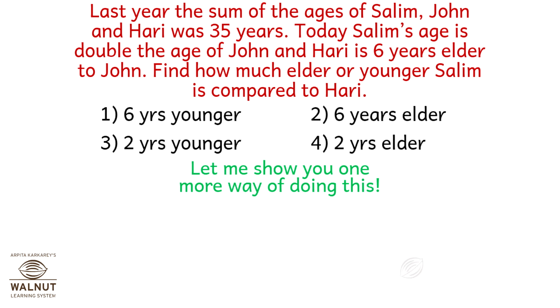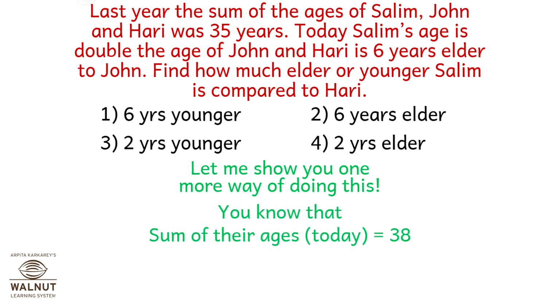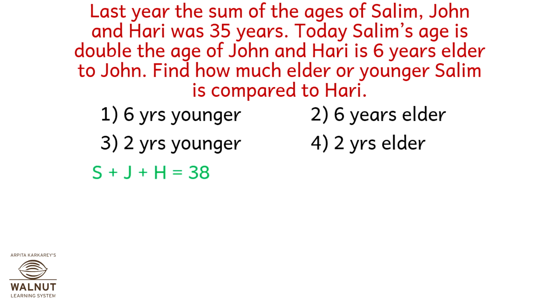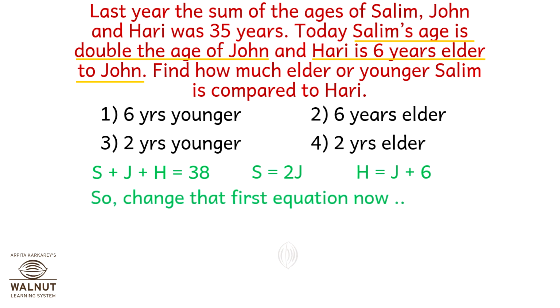Let me show you one more way of doing this. You know that sum of their ages today is 38. S plus J plus H is 38. Salim's age today is double the age of John. So S is 2J and Hari is 6 years elder to John. So H is J plus 6. So change that first equation now. 2J plus J plus J plus 6 equal to 38.